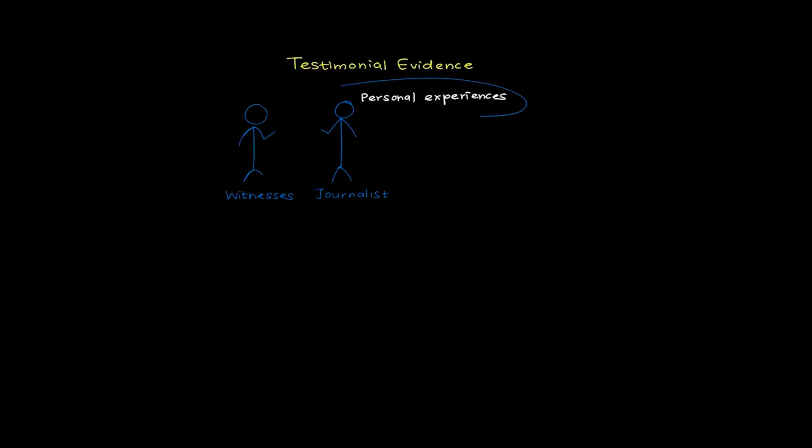A journalist interviews witnesses about their personal experiences during a community event and uses their detailed accounts in her article. What type of evidence is she relying on? Testimonial evidence, accounts of other people's personal experiences. She's gathering stories from people who were there.